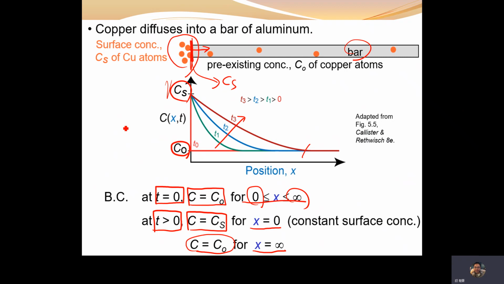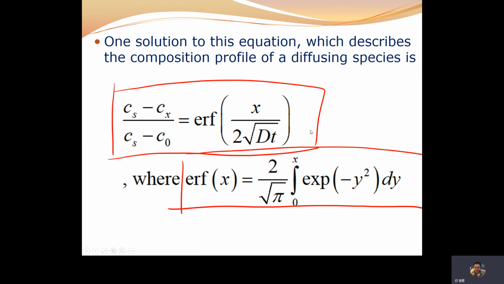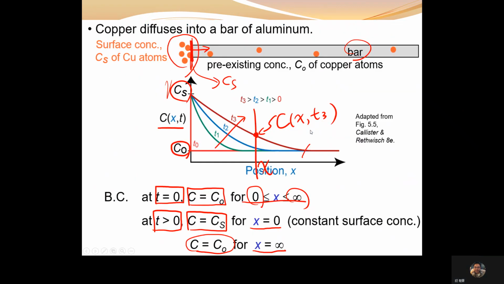And C of x and t is the instantaneous concentration at location x. For example, if I want to find the concentration of copper at this point x when t equals t3, this concentration is C(x, t3). Is that clear? We can use the error function we already mentioned previously to solve this equation.